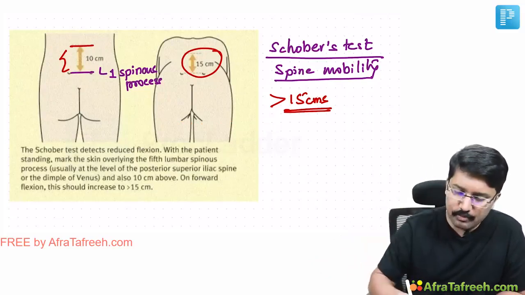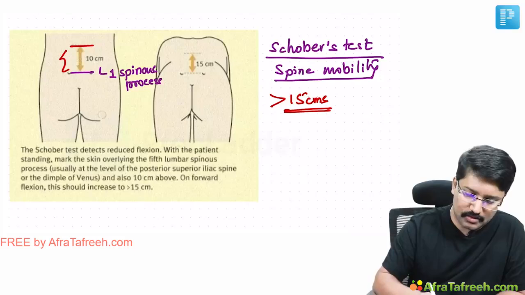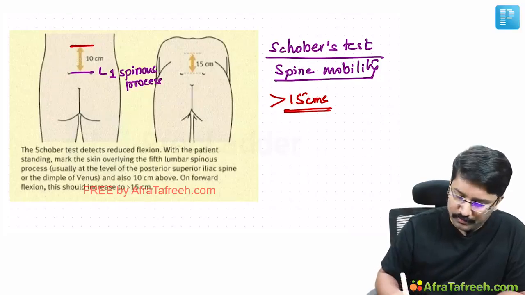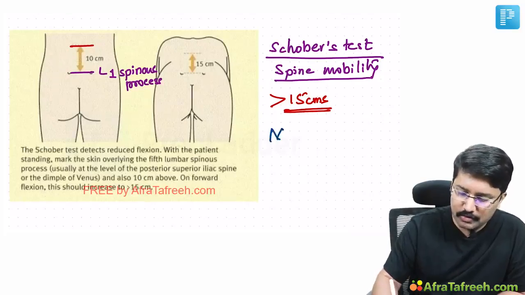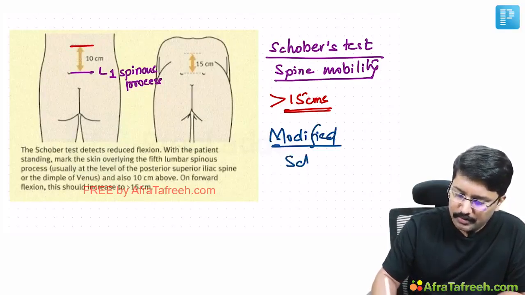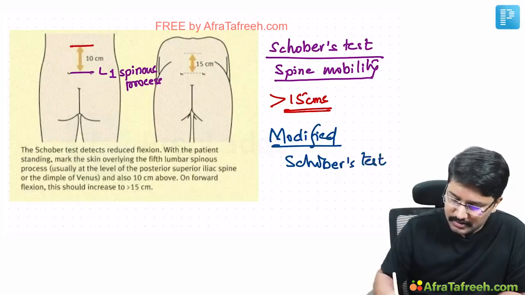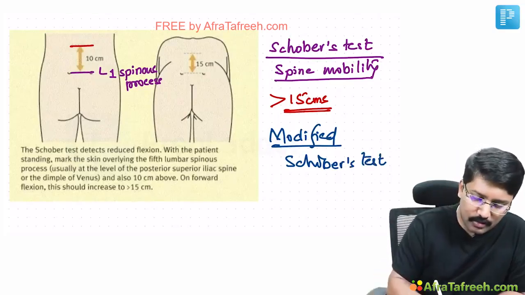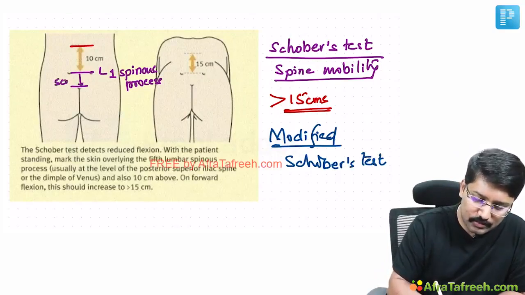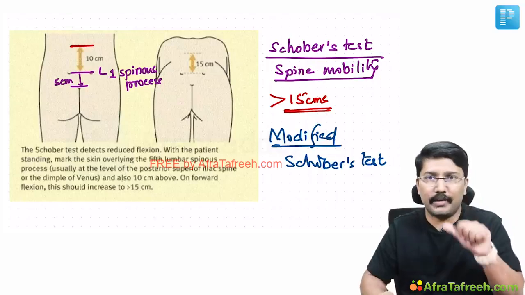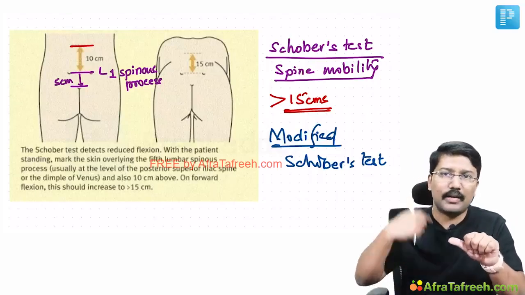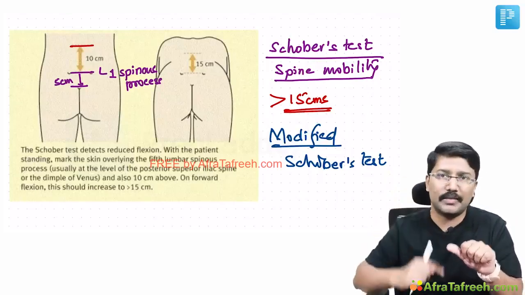Then we also have the modified Schauber's test. A little bit of modification of the same test. The procedure remains the same. All the change that we make is that we draw one more line 5 centimeters below the L1 spinous process. So we have identified the L1 spinous process, and we have drawn one line 10 centimeters above it and one line 5 centimeters below it.